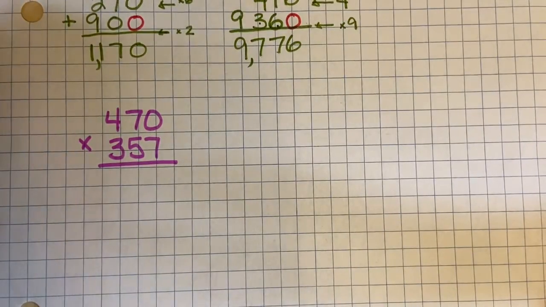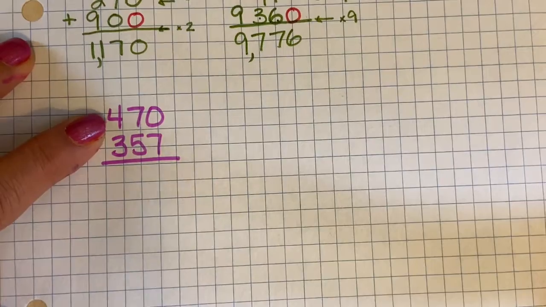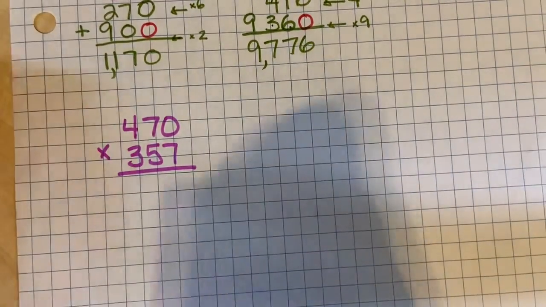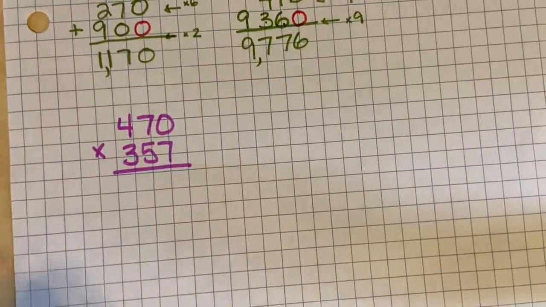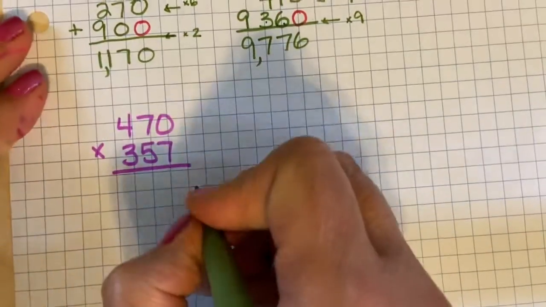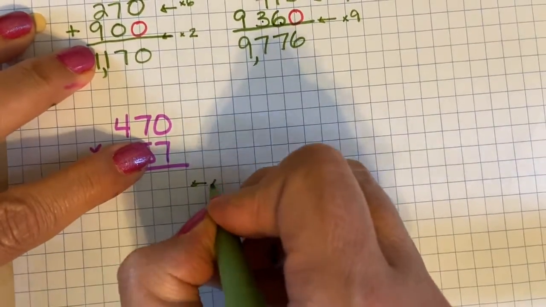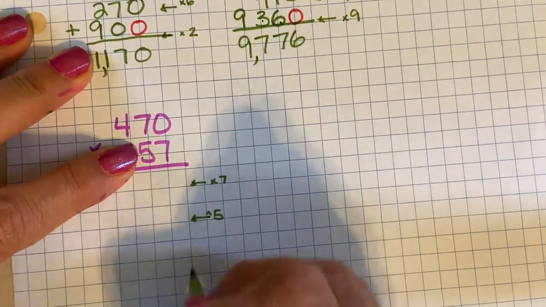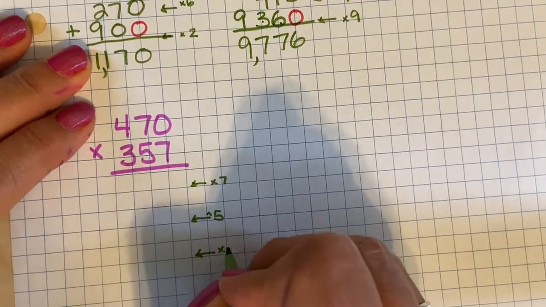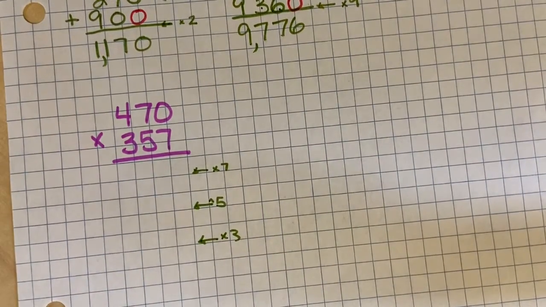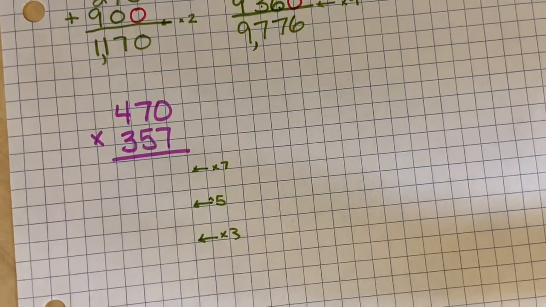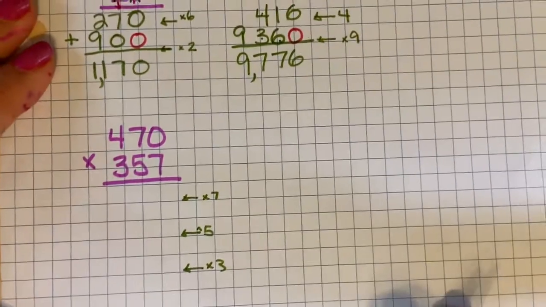All right. So what happens if I have a 3-digit times a 3-digit? Well, I'm going to do the same thing, only I'm going to have 3 numbers that I multiply. So first I'm going to multiply the 7. Then I'm going to multiply by the 5. Then I'm going to multiply by the 3. Okay? Now, the thing is placeholders. You got to remember them. So when we go through this, we got to make sure we're putting our placeholders in.